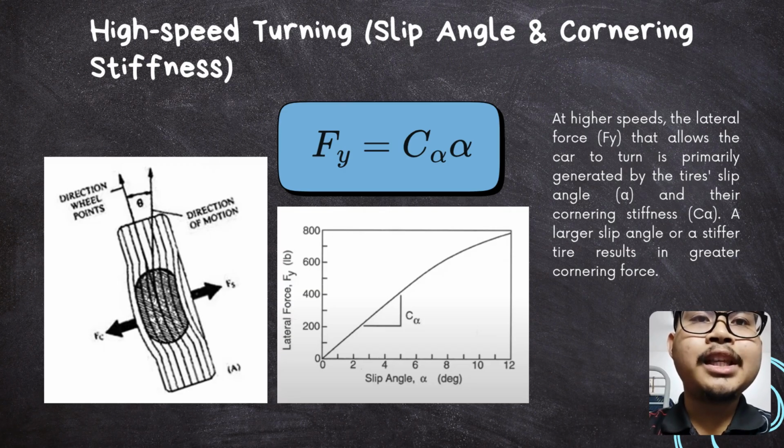At higher speed, the lateral force Fy that allows the car to turn is primarily generated by the tire slip angle alpha and its cornering stiffness C alpha. A larger slip angle or a stiffer tire results in a greater cornering force.